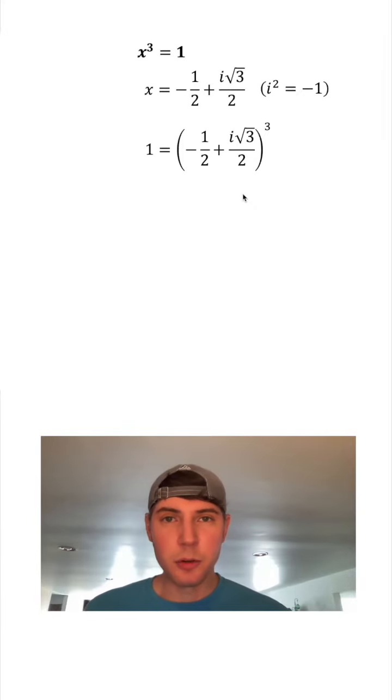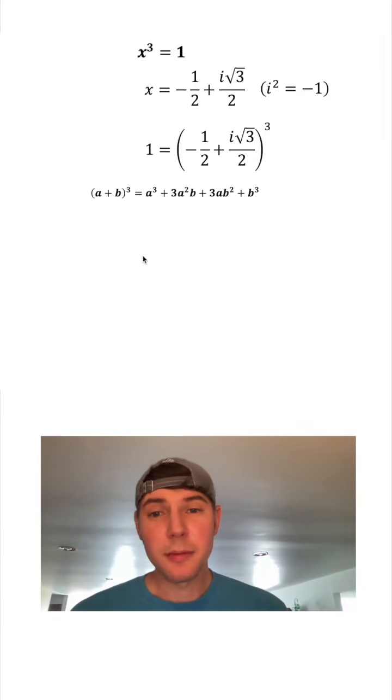We want to show that this equals 1, step by step. First, let's talk about the cube of a binomial. (a + b)³ is equal to this right here. I could just use this, but I want to show you all the steps for this. (a + b)³ is equal to (a + b)(a + b)(a + b).